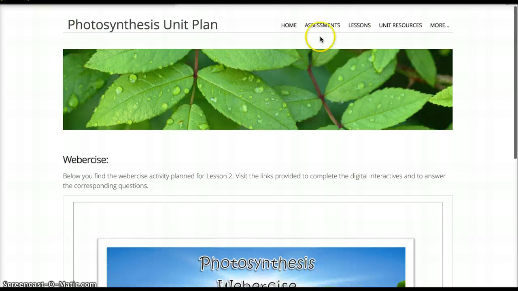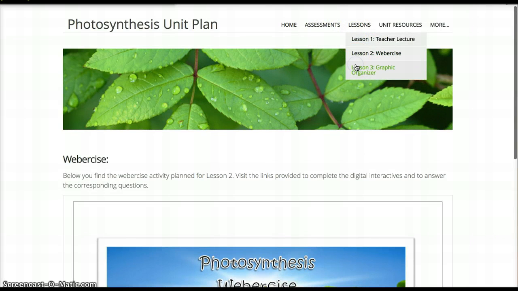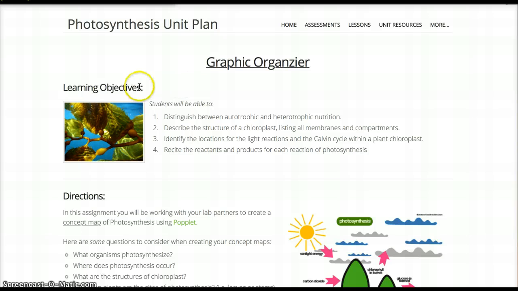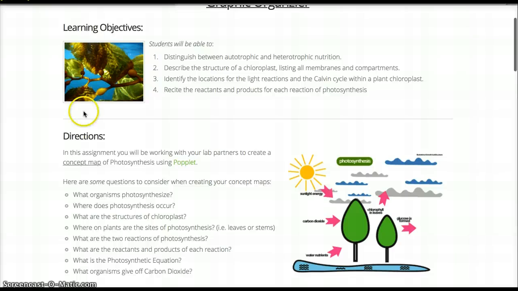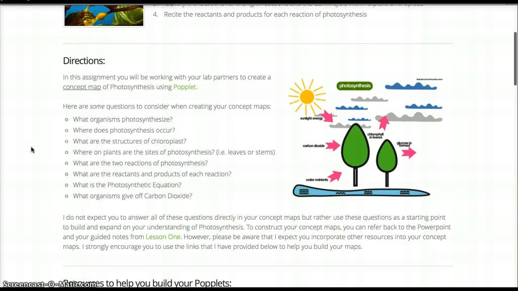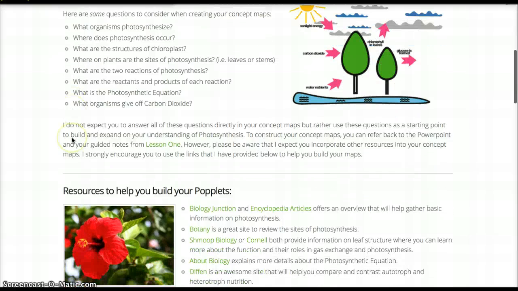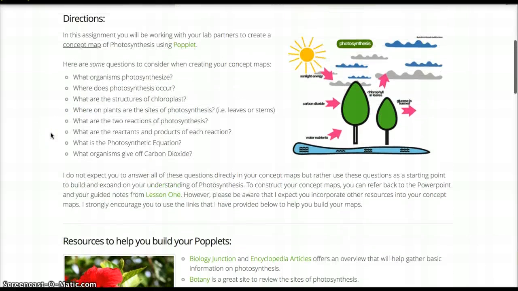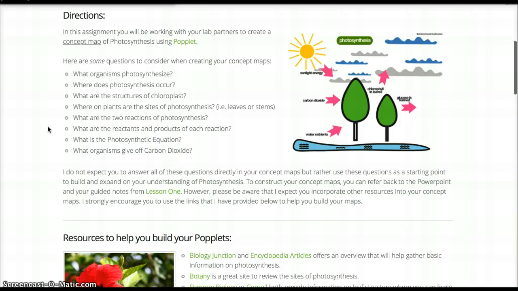And moving on to lesson 3, this is my graphic organizer. For my graphic organizer, I'm going to have students build a concept map using the website Popplet, and I've included the learning objectives that this aligns with. Basically, students are going to create a concept map of photosynthesis. It is pretty straightforward, but I've included questions for students to consider when they're building their maps. I'm not looking for students to answer these questions directly, but rather it just gives them a start of what to be thinking about to help them build their maps.